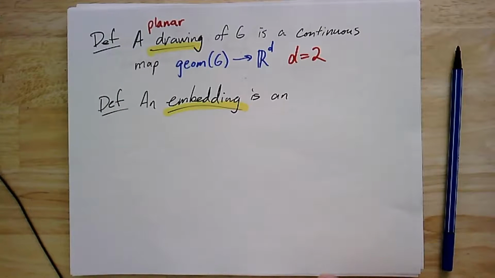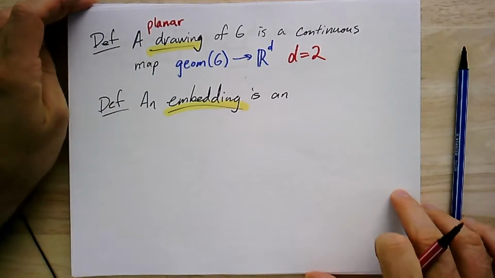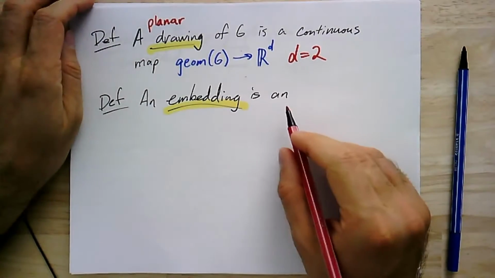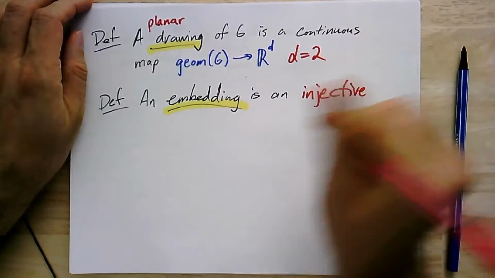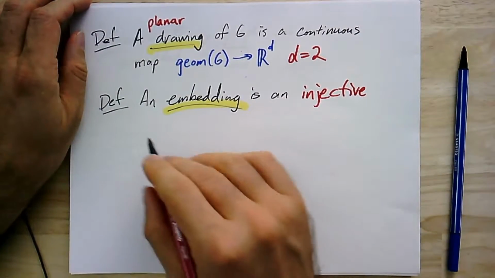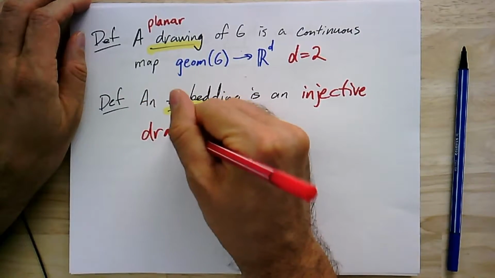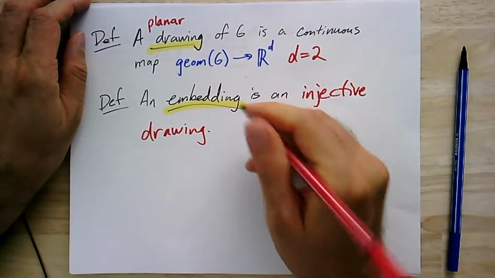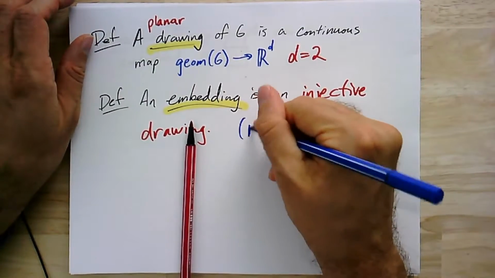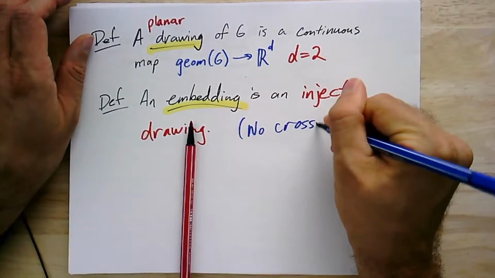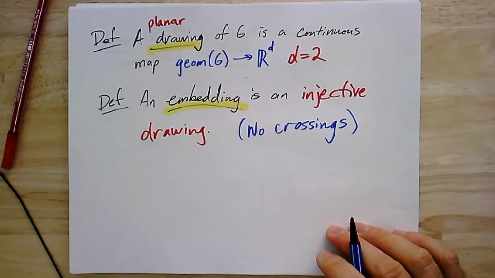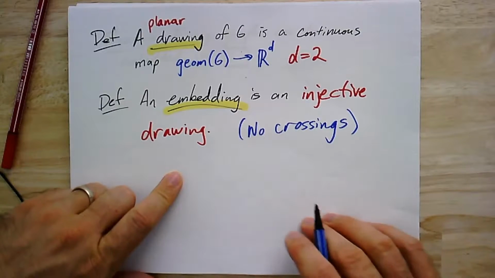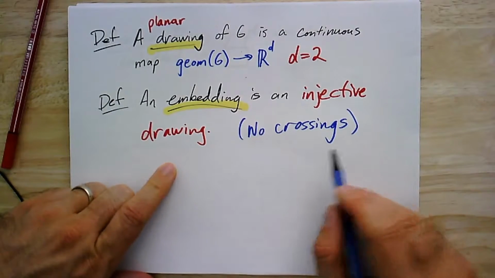Similarly, building on drawings, an embedding is an injective drawing. And remember, injectivity means that you don't have more than one point mapping to the same point. So this gives us no crossings. I can't have, for instance, two vertices placed at the same point. I can't have an edge crossing itself or crossing any other edge.